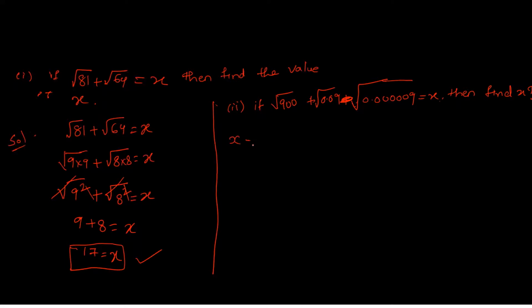x is equal to the square root of 900 plus the square root of 0.09 minus the square root of 0.000009. So here we can write 900 as 30 into 30, plus 0.09. Here it is a decimal number. We have to convert this into a fraction.